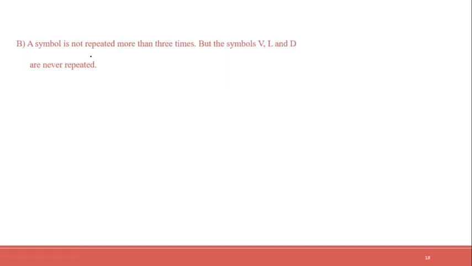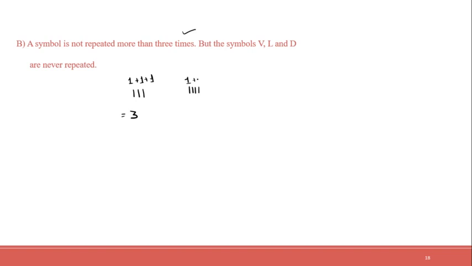Now come to the next rule. A symbol is not repeated more than 3 times, but the symbols V, L, and D are never repeated. Let me tell you why. First, let me cover this part. A symbol is not repeated more than 3 times. Why? If I write it here like 1, 1, 1, that means 1 plus 1 plus 1 is equal to 3.